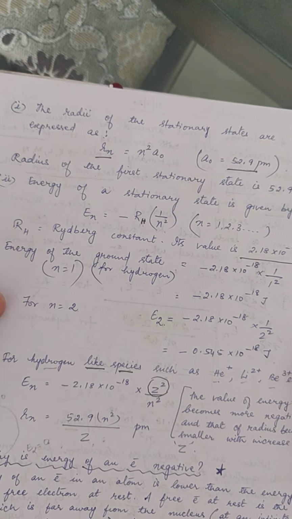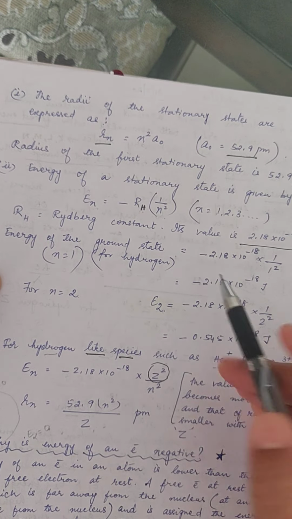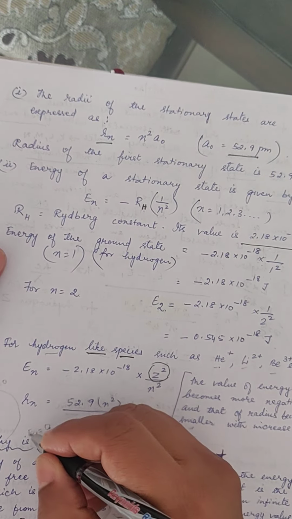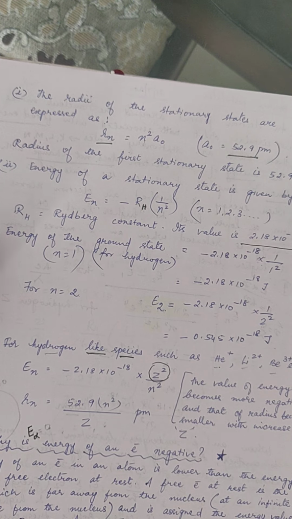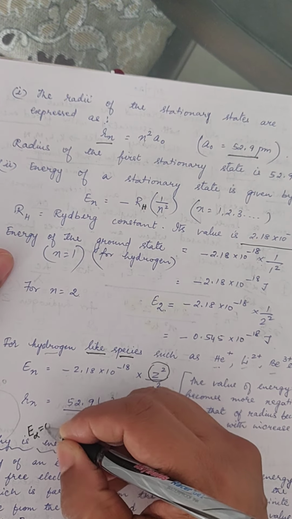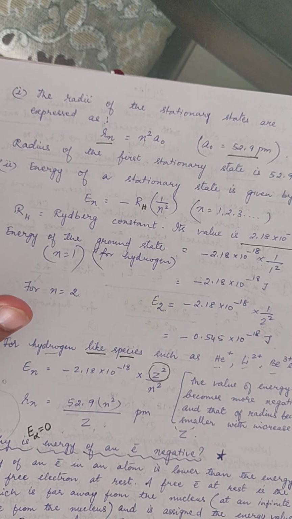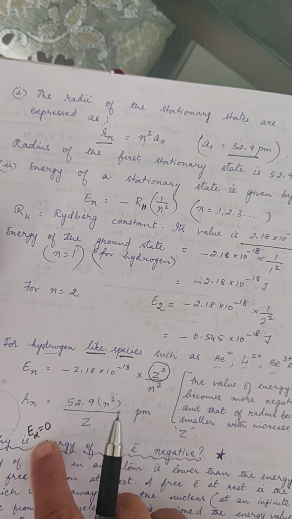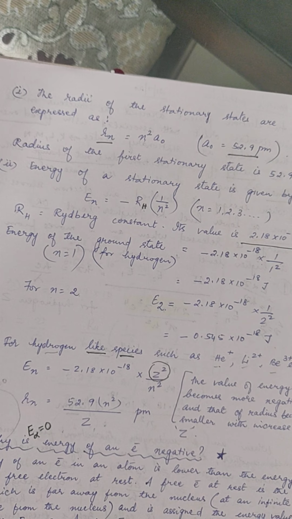Now the most important question here is, why is it that the energy of an electron belonging to any orbit is shown as a negative quantity? Why is it negative? Because you consider the energy of an electron placed at an infinite distance from the nucleus to be equal to 0. You assume that the energy of an electron placed at an infinite distance from its nucleus is 0. So E infinity is 0.